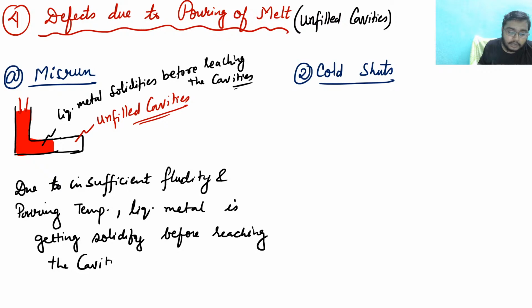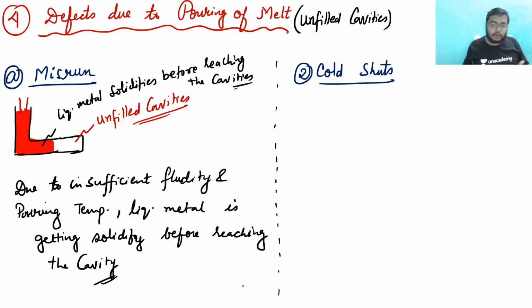So this kind of defect is known as misrun. Clear? So I think this misrun is clear to you. The next defect is cold shut. Now see, what is this cold shut?